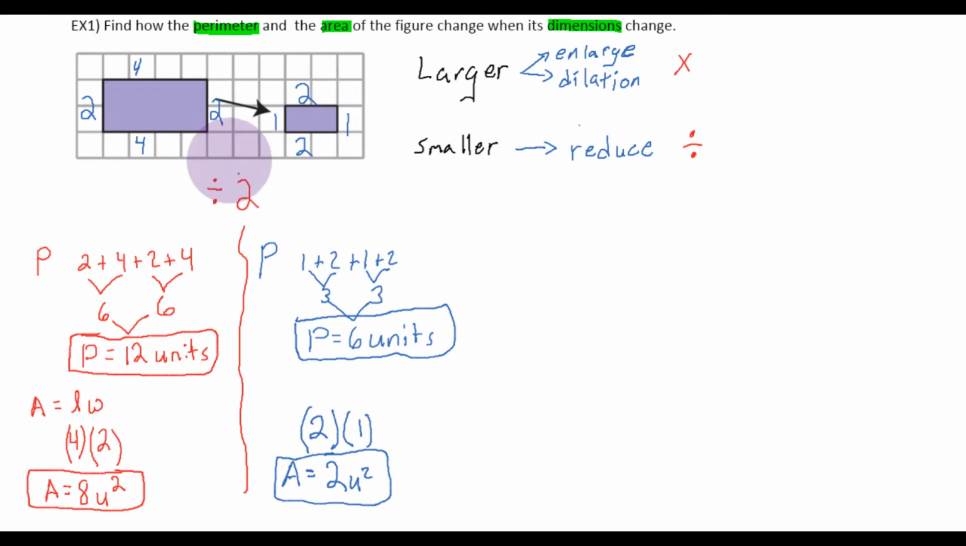Well, remember earlier we noted that we are going to reduce this figure by dividing by 2. Let's go ahead and take this information, division of 2, and write it off to the side. Just make a note that we changed all of these dimensions, these side lengths, by dividing by 2. So we're going to write division of 2 here.